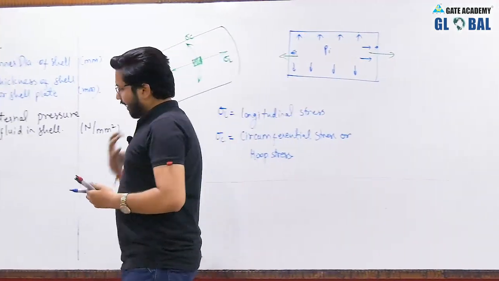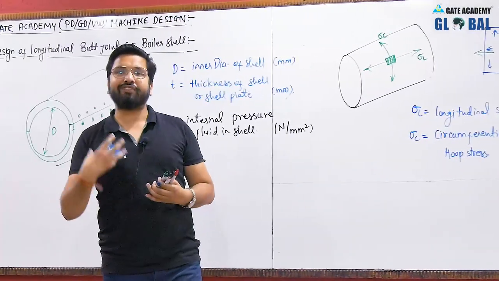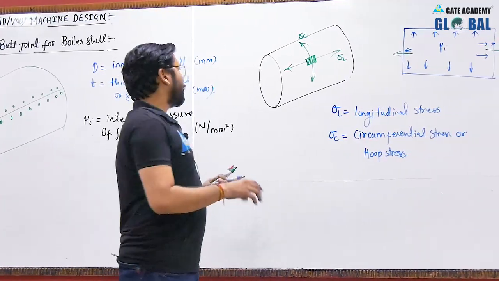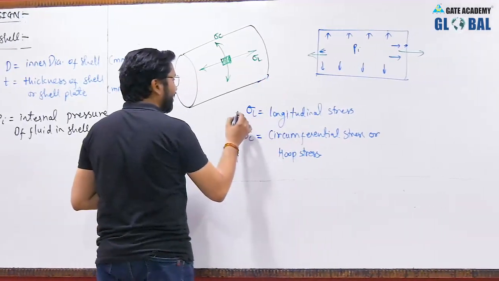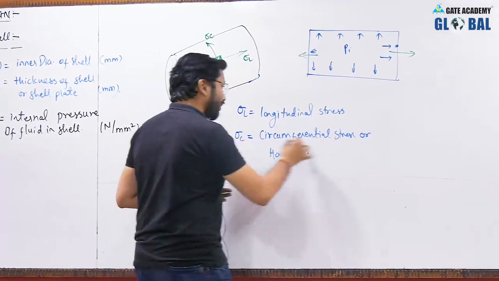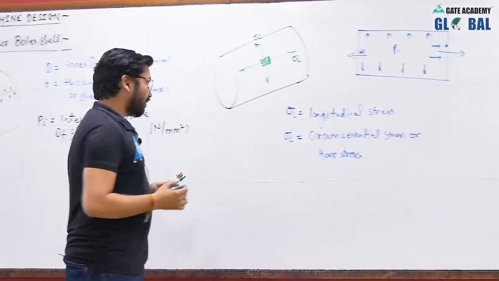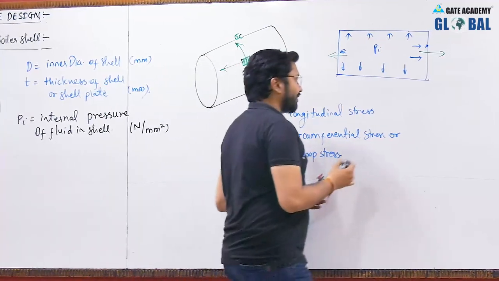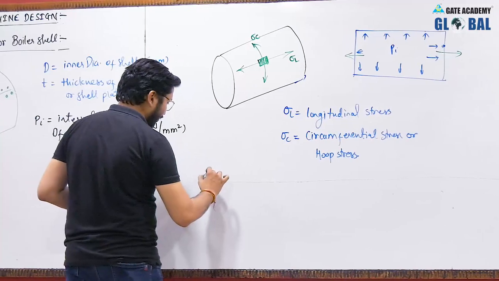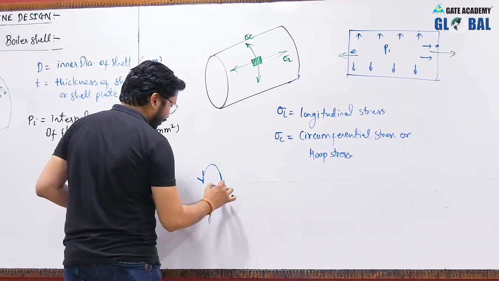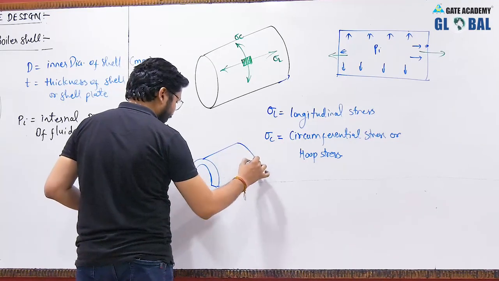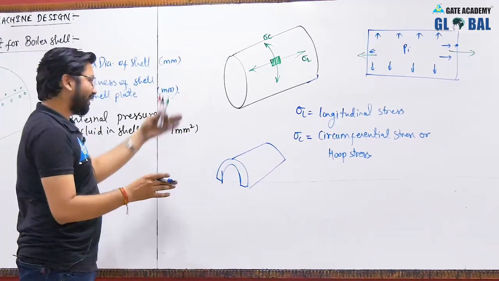Okay, so when the shell is trying to resist the effect of the internal pressure, the stresses will be induced. Okay, so these are the stresses. So circumferential stress will be there in the circumference of the shell. Okay, and this will be along the length of the shell. Okay, now if you analyze the state of stresses, then it is a very simple analysis. If you want to analyze over here only, if you don't want to see those lectures, then also you can have a very simple idea. So just split the shell into two halves.